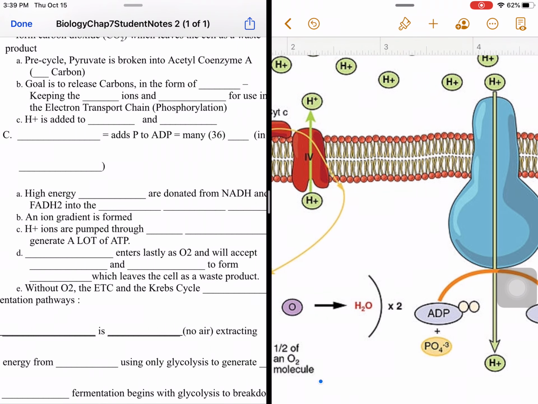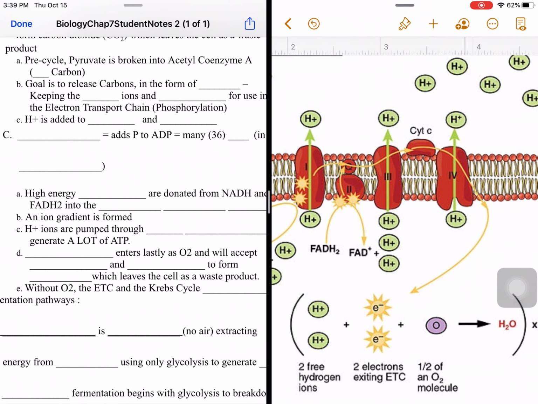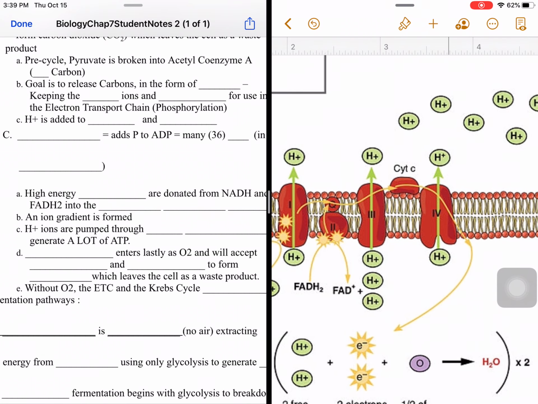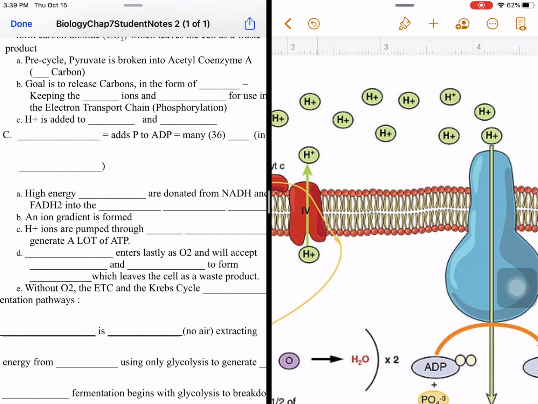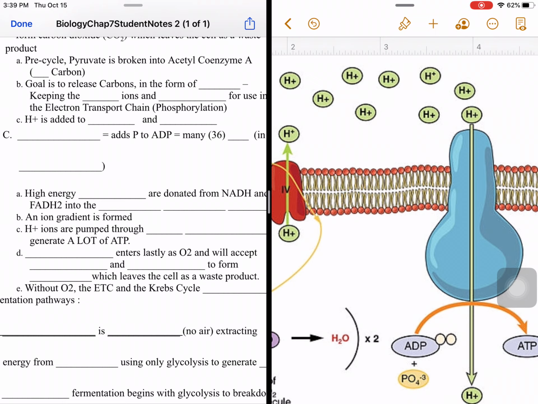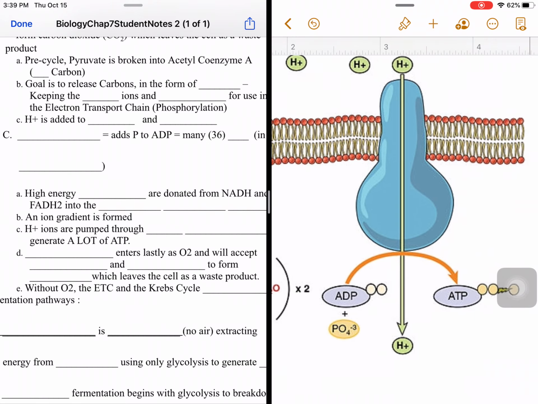And then it says H+ ions are pumped through ATP synthase to generate a lot of ATP. So after this ion gradient is formed, all these positive ions that got donated from NADH and FADH2 were pulled through by that electron. They're all built up over here, and we have an ion gradient, meaning there's more positives on one side than the other. Well, the only way that they can go through this phospholipid bilayer that repels charges is to travel through this protein called ATP synthase.